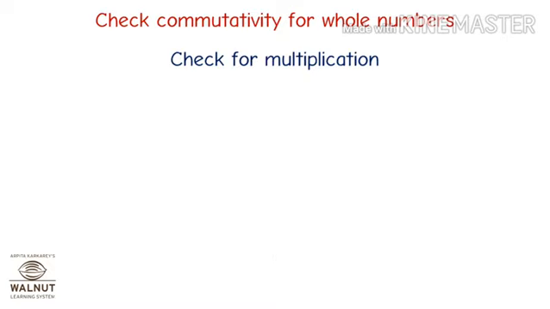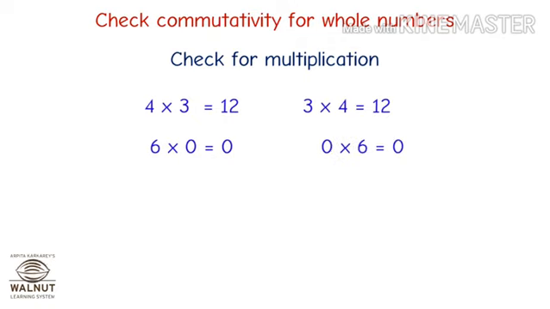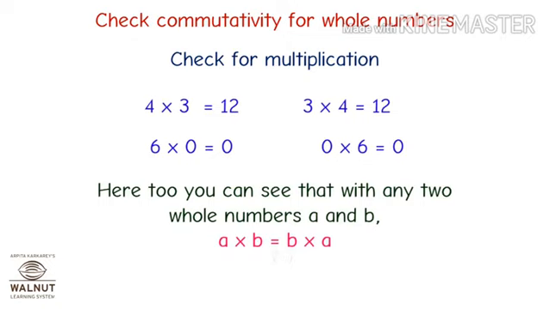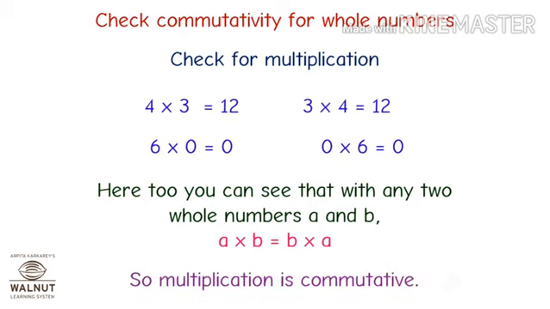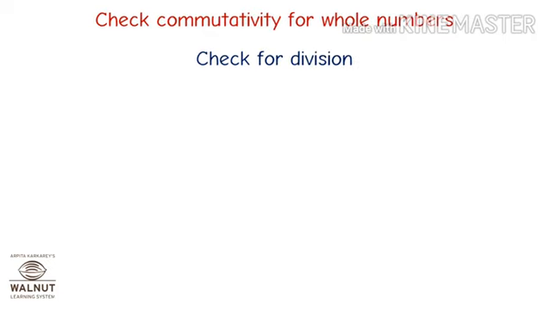Now let's check for multiplication. 4 multiplied by 3 is equal to 12. 3 multiplied by 4 is equal to 12. 6 multiplied by 0 is equal to 0. 0 multiplied by 6 is equal to 0. Here too, you can see that with any two whole numbers a and b, a multiplied by b is equal to b multiplied by a. So, multiplication is commutative. Now let's check for division.